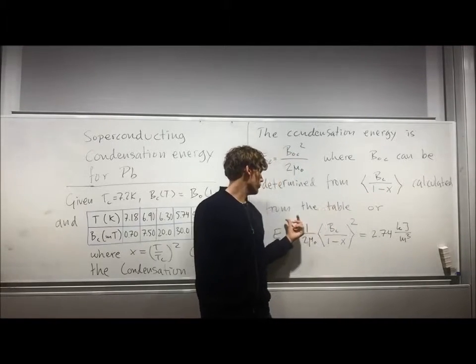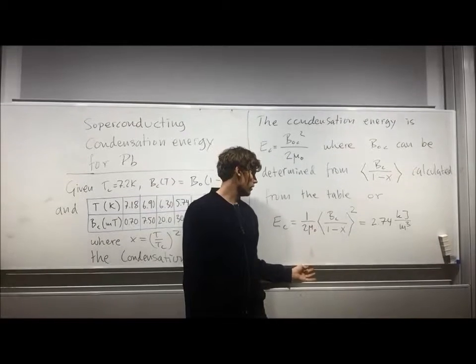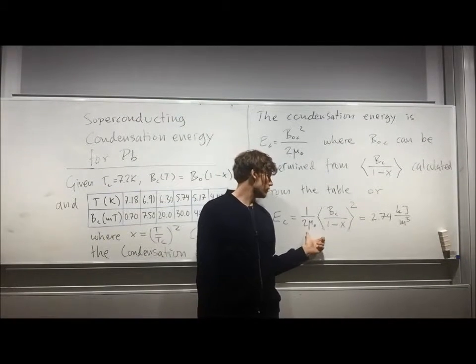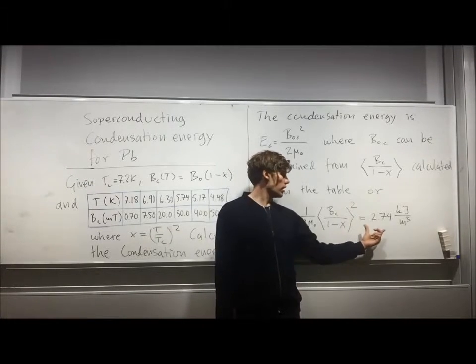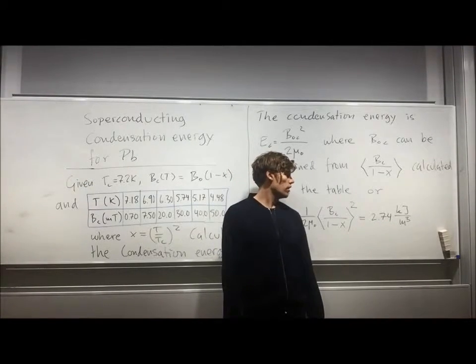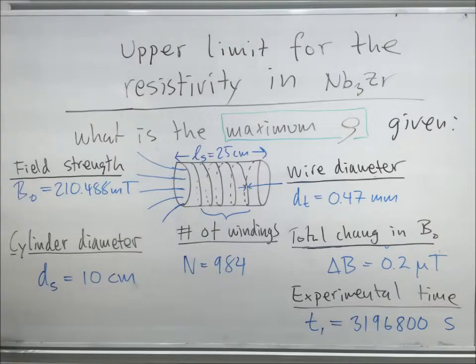And then we use this to calculate the condensation energy. What you get from this expression is this, and putting in the values, we'll get 2.74 kilojoule per meter.